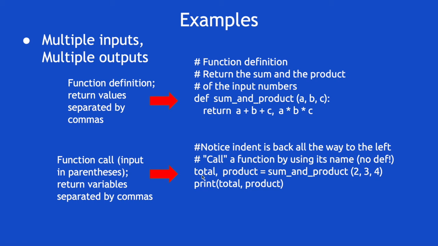So when you call the sum and product function, you have to have 2 variables that are going to receive those outputs, because this function returns 2 things. I have a variable total, which is going to hold the first one. So the order that you put these matters. And then I have another one called product, which will receive the second one. So sum and product of 2, 3, 4. Well, total will get the sum of those things, which is 9. And product will get the product of them, which is 24. So when I print it out, that's what I should see.